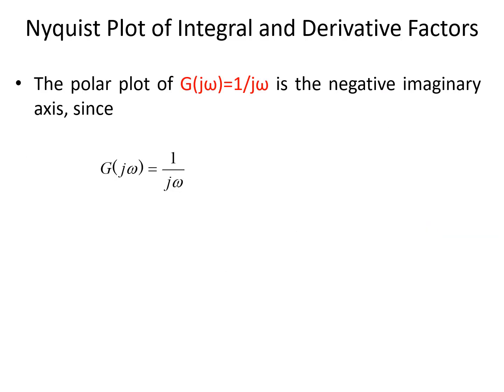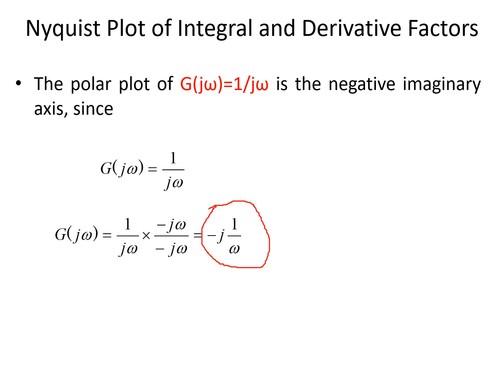Now we will see how the Nyquist plot is constructed using the integral and derivative factors. The polar plot G(jω) for an integral factor is taken as 1/(jω), which lies on the negative imaginary axis. Simplifying this by multiplying and dividing by minus j gives the value of minus j times 1/ω. So we modify this according to the standard requirement.